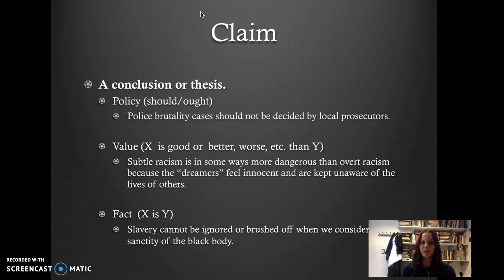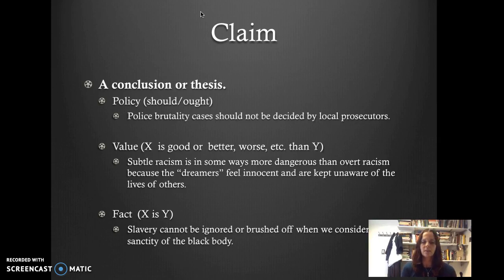Another kind of claim is value. It's when you use some comparison that something is better or worse or more or less effective than the other. You could say something like, for our case, reparations are more necessary here than even in the case of Native Americans because, and give a reason why. If it's necessary for Native Americans, shouldn't it be even more necessary for African Americans?